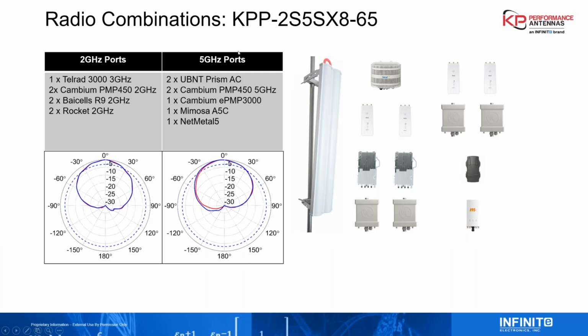Perfect. Yeah, that's a great question. So yes, you can. Oh, there it is. Here we go. We do the Prism 5 ACs, but it would be the same with the Rockets. Yes, you can put them on. This is the 8-port version, but we have the 4-port 5 gig sectors, ProLine. You could put 2 Rockets on them. You're very correct, and they have to be on different channels.